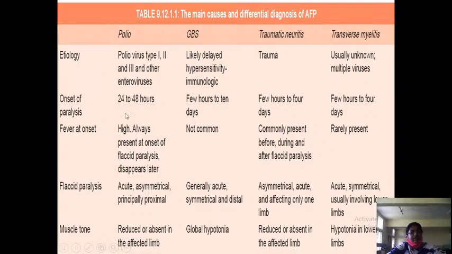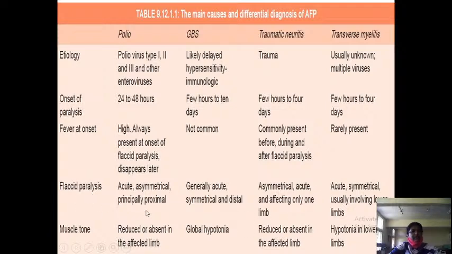Fever is always very high in polio. It is always present at the onset of paralysis and it disappears later. Okay. In GBS, fever is not common at the onset. Usually they say that 1 or 2 weeks before the paralysis has set in, there is a history of an upper respiratory tract illness, and subsequent to that there could be acute flaccid paralysis. Traumatic neuritis could be present before, after or during the flaccid paralysis, and in transverse myelitis it is rarely present.